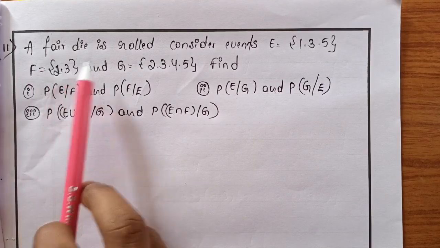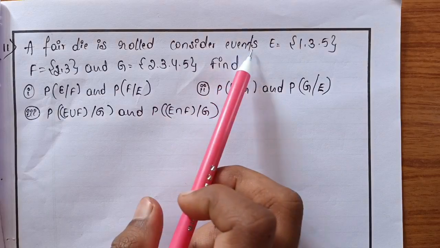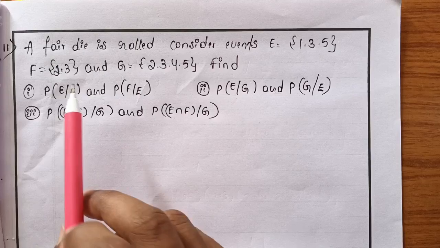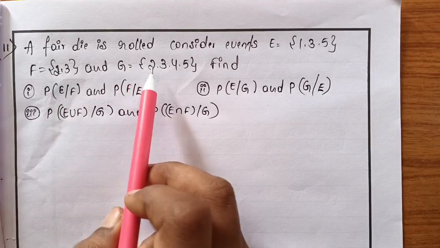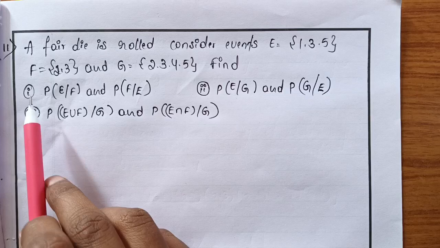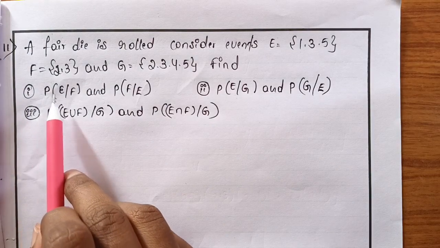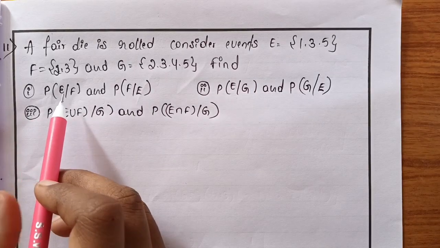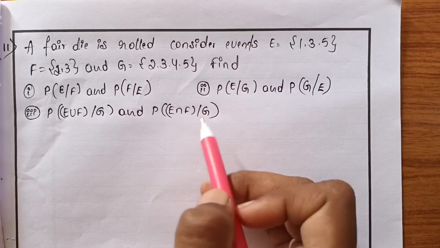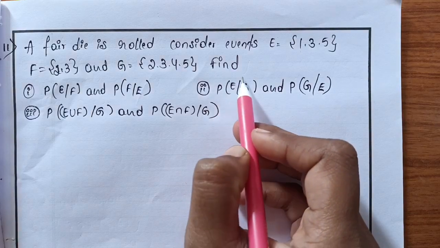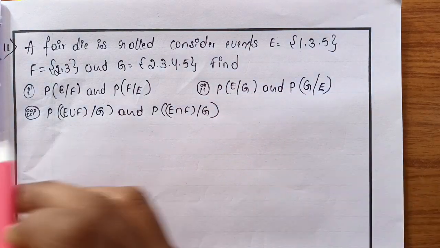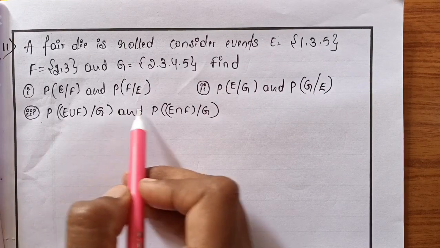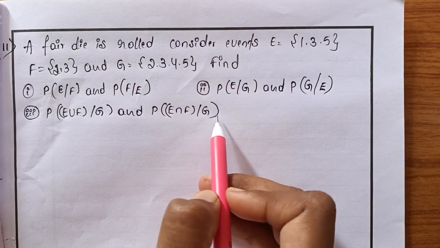11th question. A fair die is rolled. Consider events E equal to {1, 3, 5}, F equal to {2, 3} and G equal to {2, 3, 4, 5}. Find first the probability of E given F and probability of F given E. In the first question we find the probability of E given F and F given E. In the second question we find the probability of E given G and G given E. Third question: probability of E union F given G and probability of E intersection F given G.